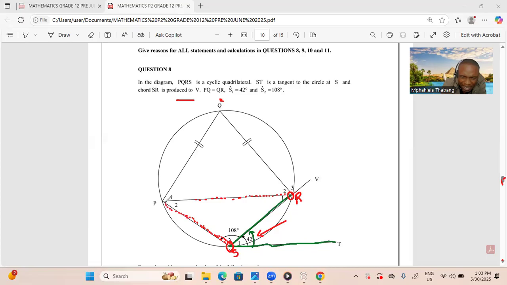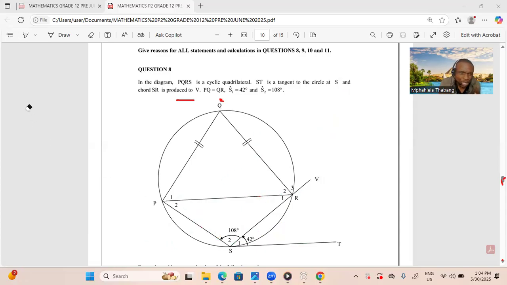So we say the angle P2 is subtended by the chord SR. Therefore, we say S1 equals P2. Our reason is tan-chord theorem. Please, guys, make sure that you study your tan-chord theorem. Since S1 is 42, therefore P2 is 42. So you need to understand your tan-chord theorem. I should not rush when I'm dealing with this idea of the tan-chord theorem.